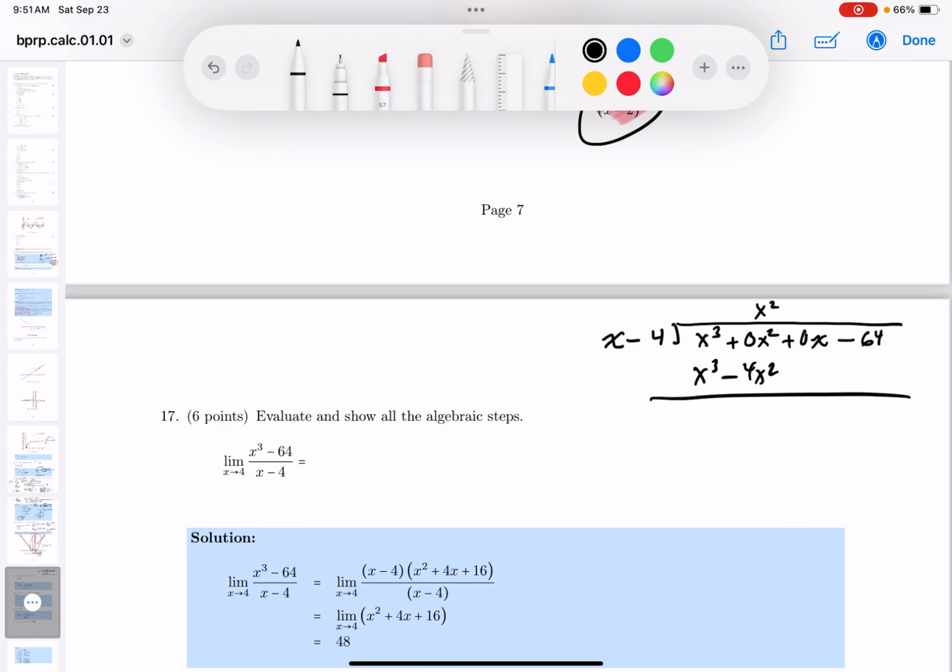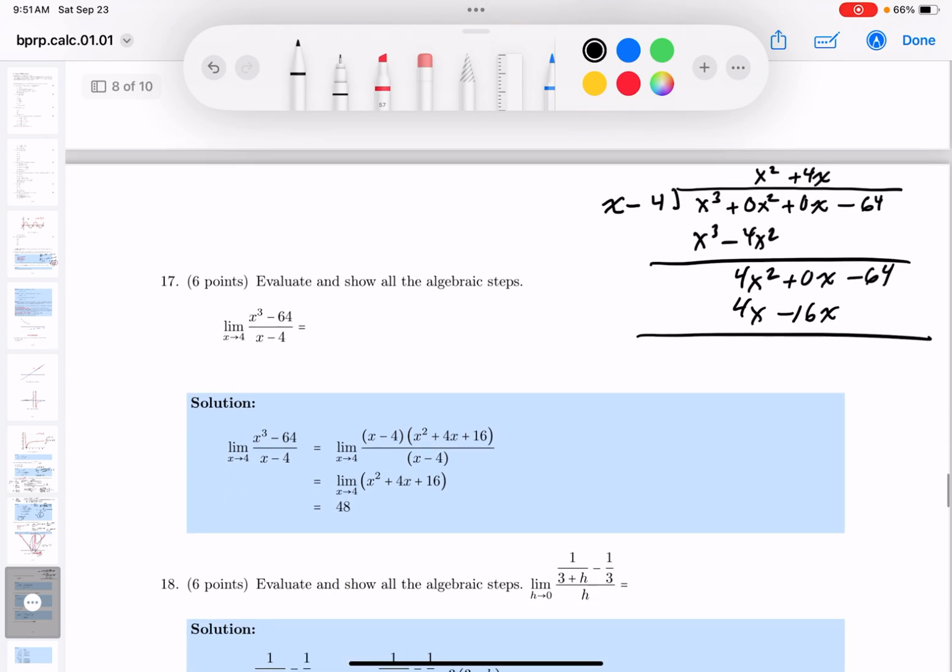What do you do now? Subtract. You get 4x squared. What times x would give you 4x squared plus 4x? That would give you 4x squared minus 16x. I forgot to drop my places down. I'll do it now. 0x minus 64. What do you do now? Subtract. You get 16x minus 64.